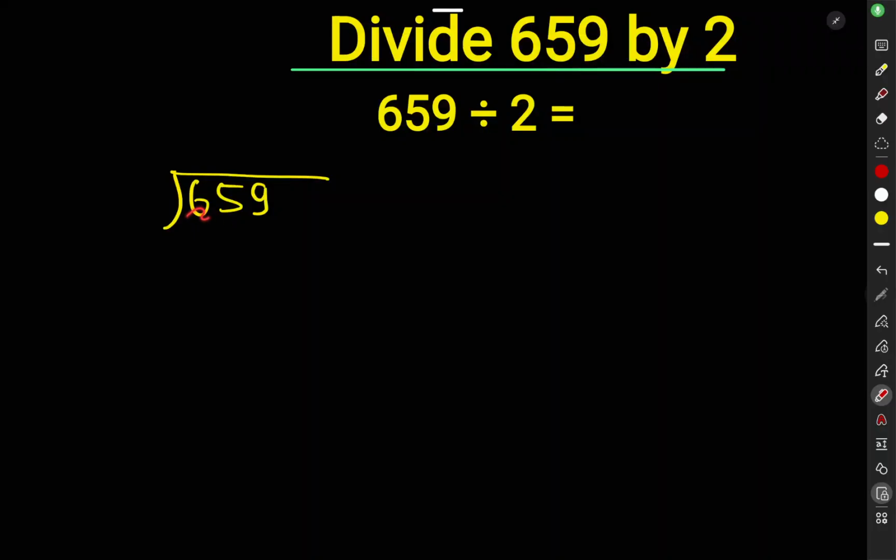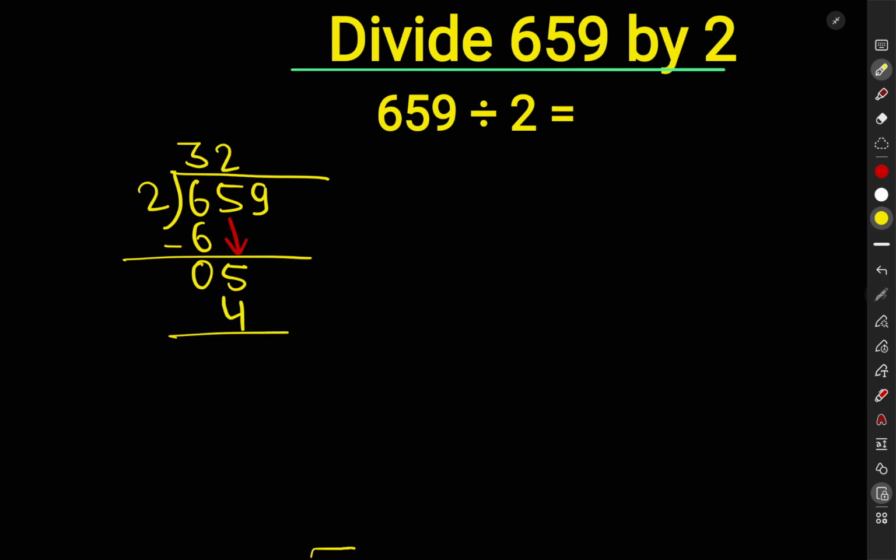We divide 659 by 2 in long division method. So 2 times 3 is 6. On subtracting we get 0. So now we put down this 5 and 2 times 2 is 4. On subtracting we get 1.